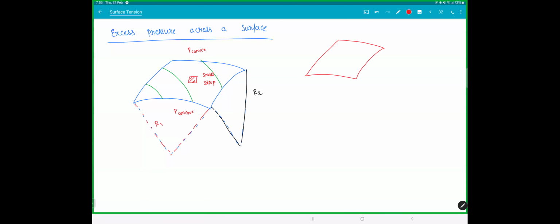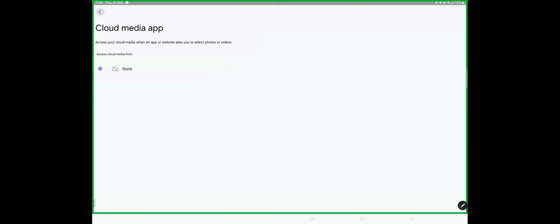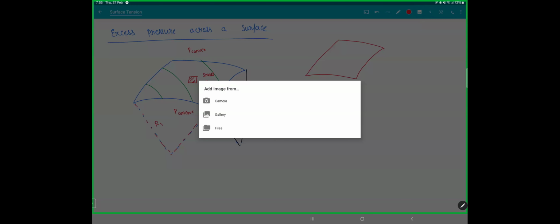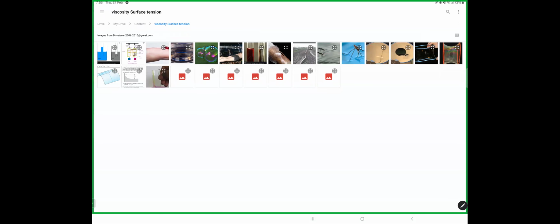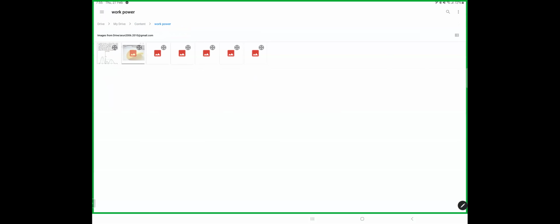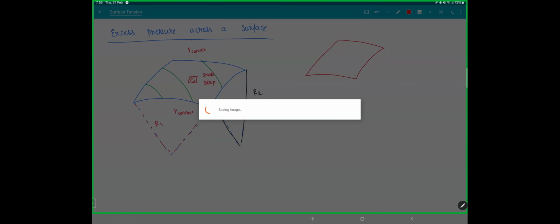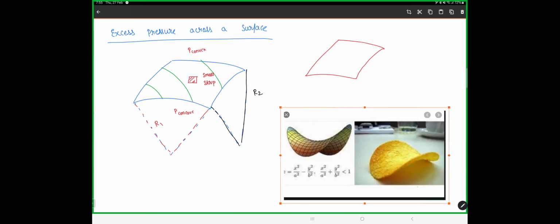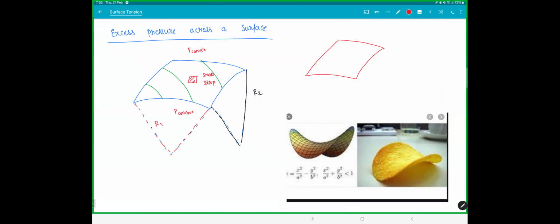Do you remember this one? I showed you this here. This one, the Pringles. This can have two radii of curvature. This is one, R1. This is R2. Making sense? The Pringles will have two different radii of curvature.